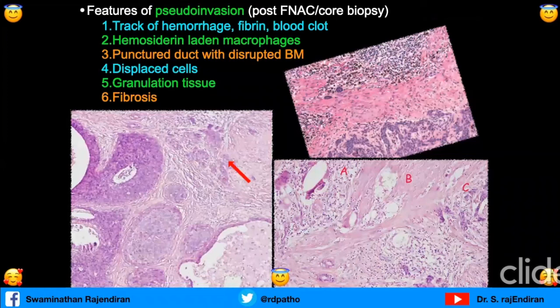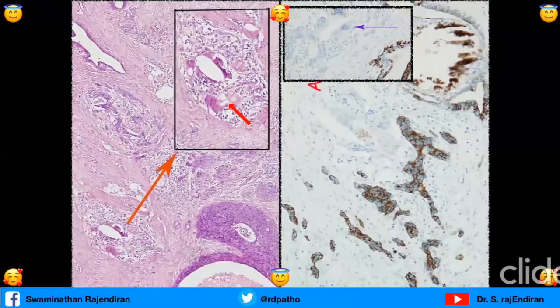And you have to make sure, when you see invasion, whether it is true invasion or pseudo invasion. What do you mean by pseudo invasion? When you do FNAC, even DCIS, that FNAC tract, some cells may try to escape. Okay, that is known as pseudo invasion. So you look for hemorrhage, fibrin or blood clot, hemosiderin-laden macrophages, punctured ducts, displaced cells, granulation tissue, and fibrosis to diagnose pseudo invasion. This happens usually after a core biopsy. Okay, and pseudo invasion can have a lot of giant cells, and doing a cytokeratin stain will help you. These are all the micro-invasive cancer cells.